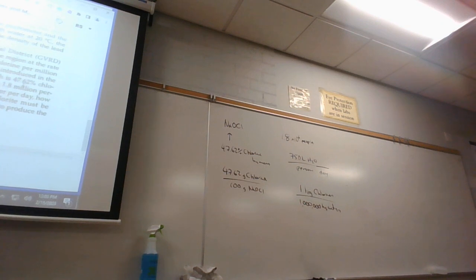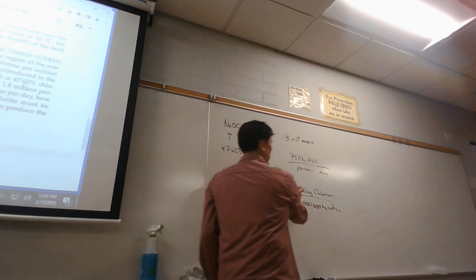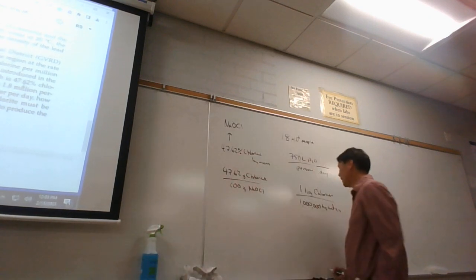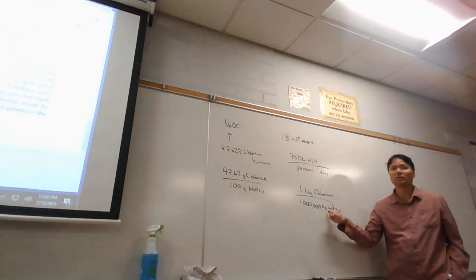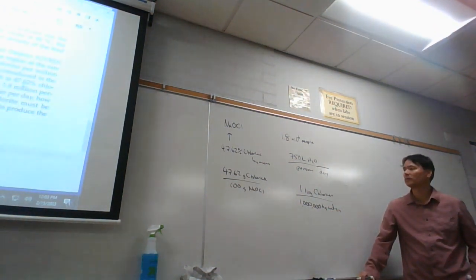All right, you know what this is? This is what we call a two unknown, two equation problem. Because when we add the sodium hypochlorite, it's going to change the volume. And so if it changes the volume, then that's going to change how much chlorine we add. But actually, does it change the number of kilograms? No, it doesn't change the number of kilograms.